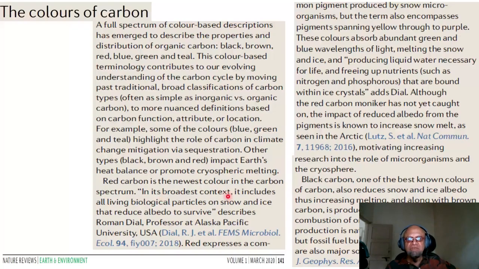Red carbon is the newest color in the carbon spectrum. In its broadest context, it includes all living biological particles on snow and ice that reduce albedo to survive, describes Roman Dial, professor at Alaska Pacific University. That's his comment. Red expresses a common pigment produced by snow microorganisms, but the term also encompasses pigments spanning yellow through to purple. These colors absorb abundant green and blue wavelengths of light, melting the snow and ice and producing liquid water necessary for life, and freeing up nutrients such as nitrogen and phosphorus that are bound within ice crystals. So it's a cute evolution, right?